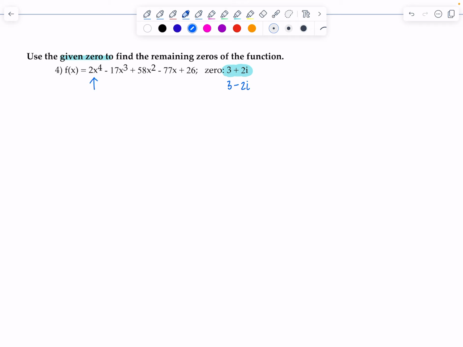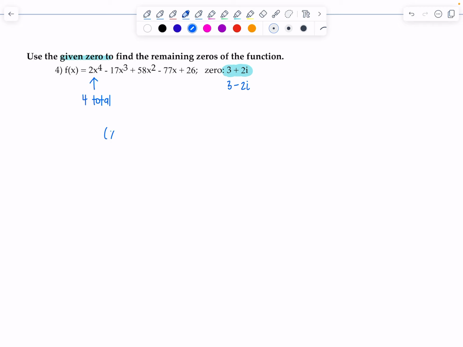And I know there's going to be 4 total zeros because the degree of the polynomial is 4. So to get the remaining 2 zeros, I've already got 2 of them, I'm going to make a polynomial, namely a degree 2 polynomial that contains these 2 zeros, long divided into the original function, and the quotient will contain my missing zeros. You'll see.